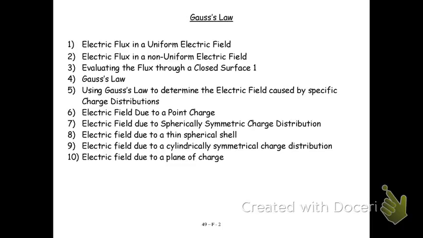So we invent this term, a new piece of vocabulary, electric flux. Electric flux in a uniform electric field. We'll talk about that. Uniform fields. We'll talk about non-uniform fields. We'll talk about closed surfaces, and we'll talk about Gauss's law. And then we'll go on and play, and we'll get to these other bits later on.